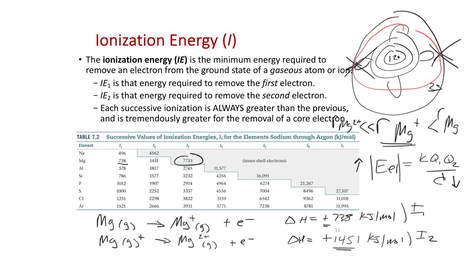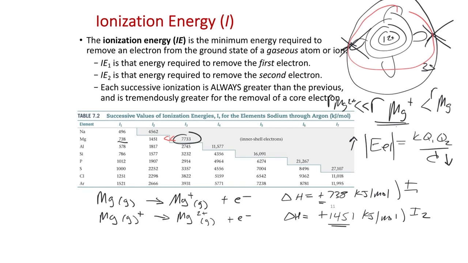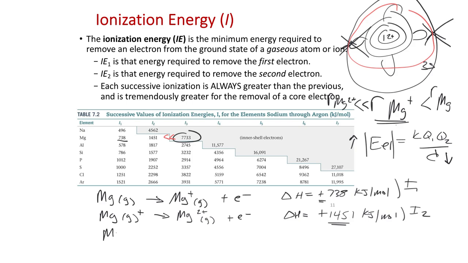So we get a big increase in ionization energy for the removal of the first core electron. If you continued removing core electrons, it would take successively a lot more energy. We can write the third ionization for magnesium as magnesium 2+ gas going to magnesium 3+ gas plus an electron, the delta H here being plus 7733 kJ per mole. And that's much bigger just because we're now removing a core electron.